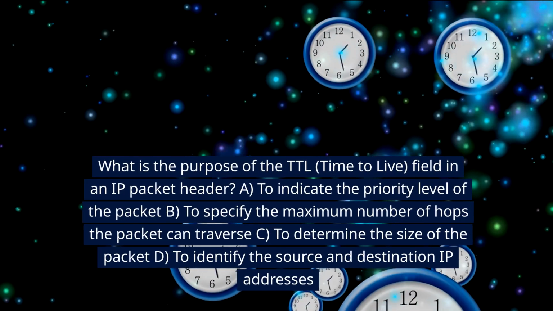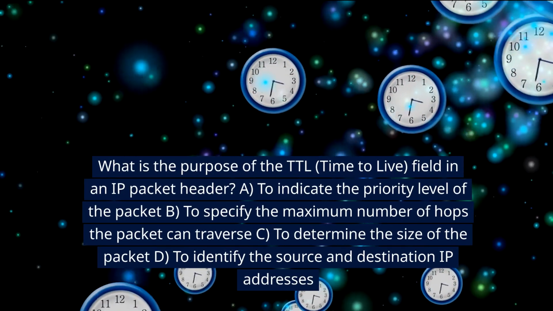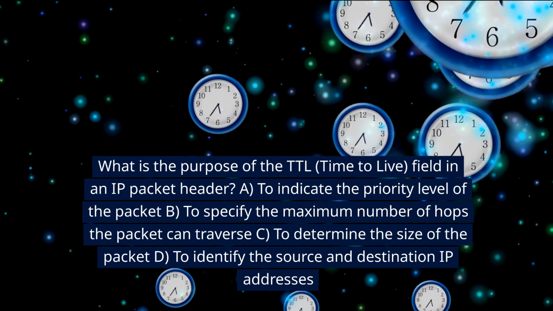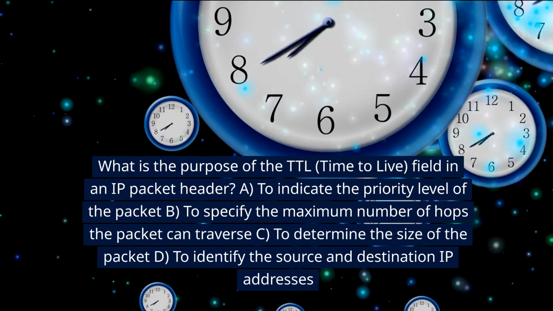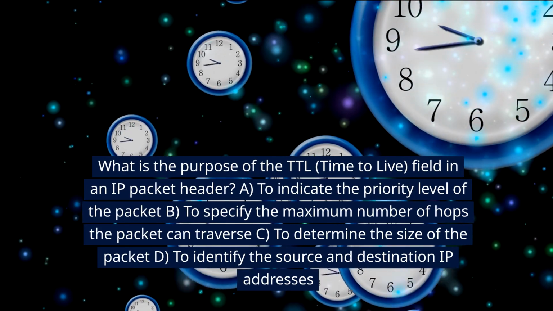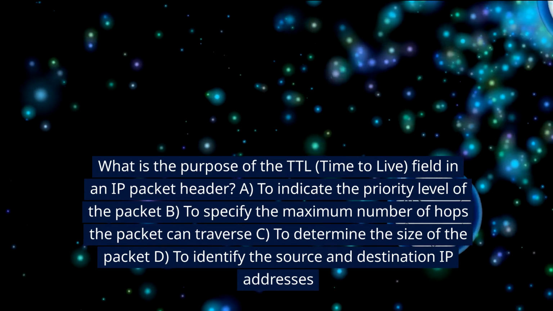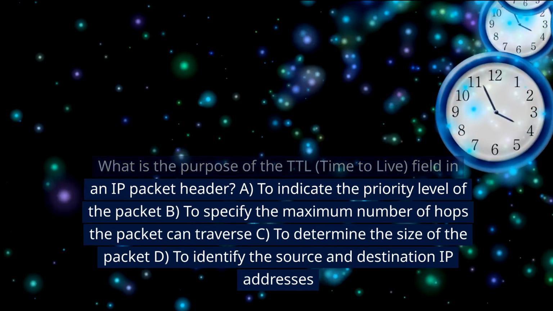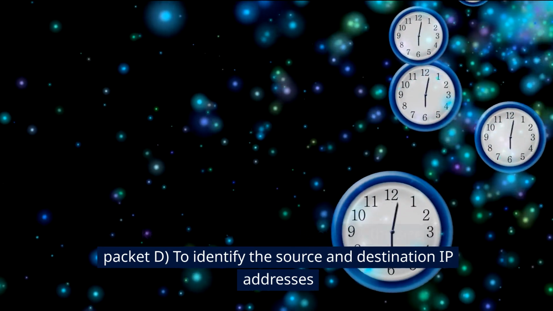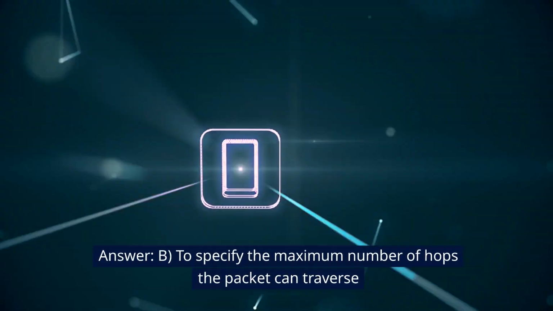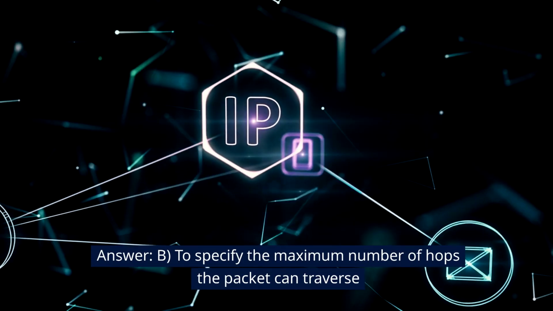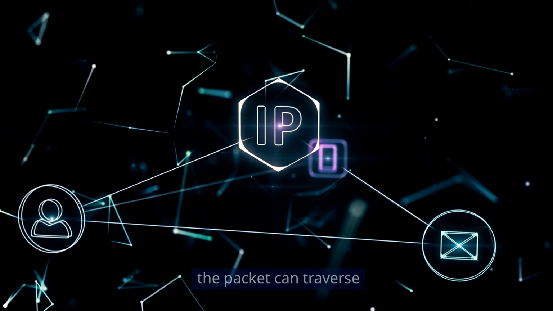What is the purpose of the TTL, time to live, field in an IP packet header? A. To indicate the priority level of the packet. B. To specify the maximum number of hops the packet can traverse. C. To determine the size of the packet. D. To identify the source and destination IP addresses. Answer. B. To specify the maximum number of hops the packet can traverse.